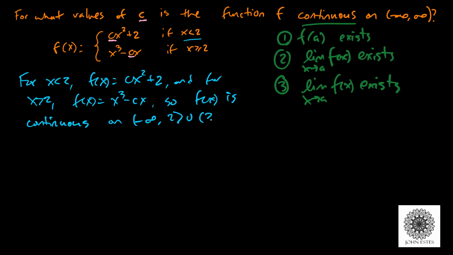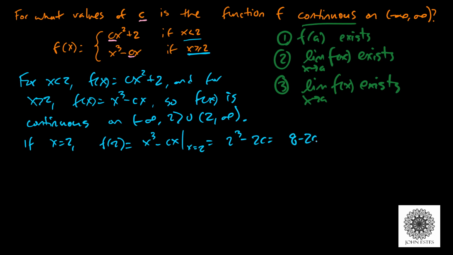So we can say it like this: negative infinity to 2 and 2 to infinity. So then all we really need to check is what happens at 2. If x is 2, then f of 2 will be, according to this, x cubed minus cx, where here x is 2. That's 2 cubed minus 2c, which is 8 minus 2c.